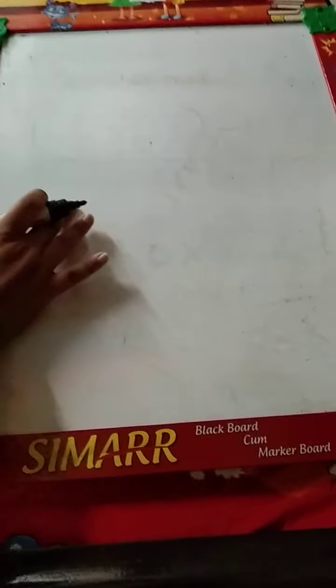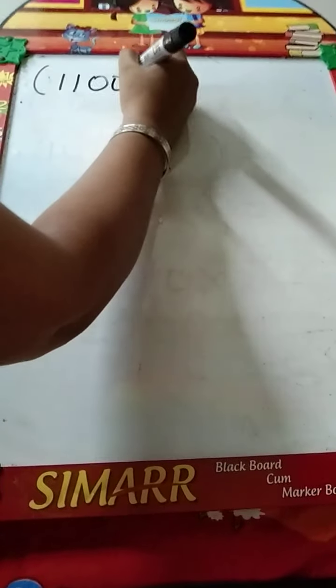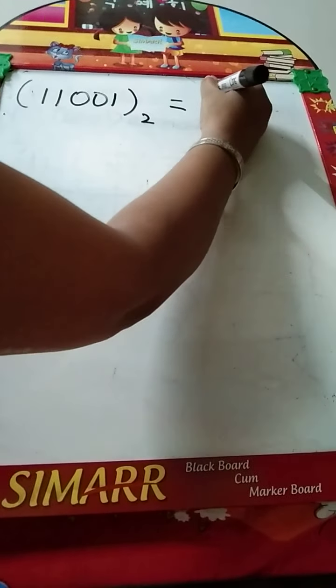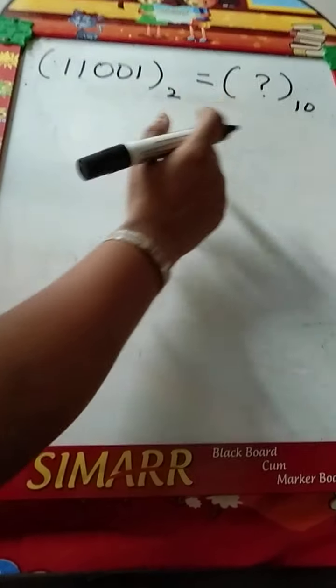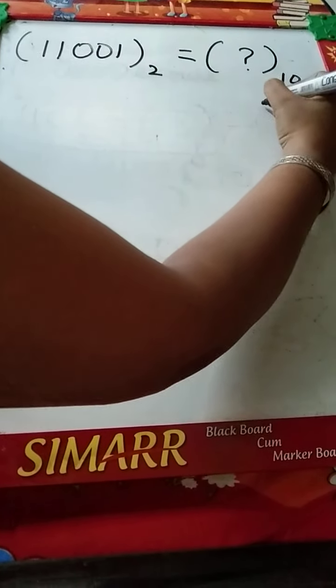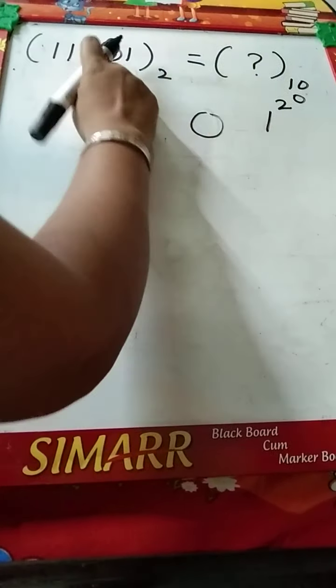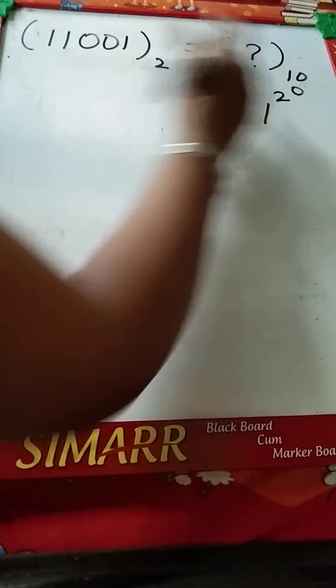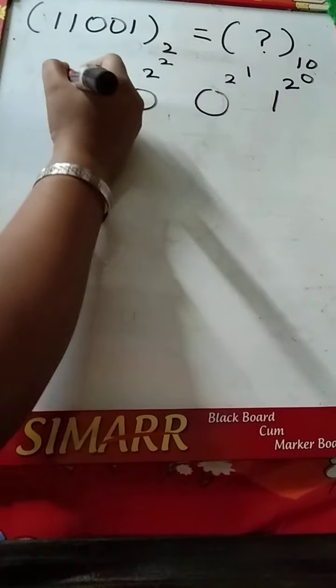Now students, I am taking another example of how to convert a binary number into a decimal number system. So here is an example. This is the binary number and we have to convert it into a decimal number system. We start from the right side. So 2 raised to power 0, we take 0. Then 2 raised to power 1, again we take 0. Then 2 raised to power 2, again we take 1.